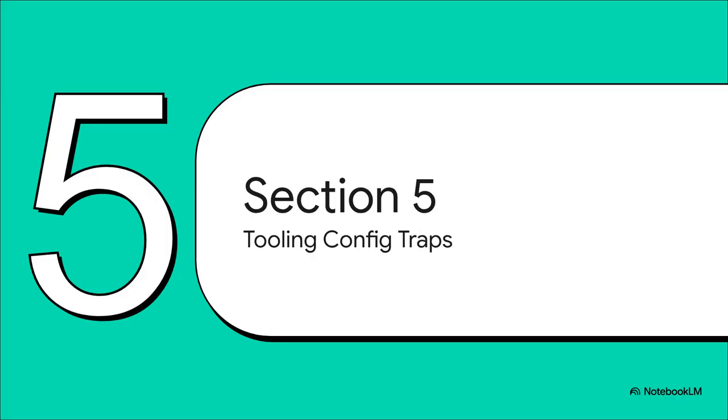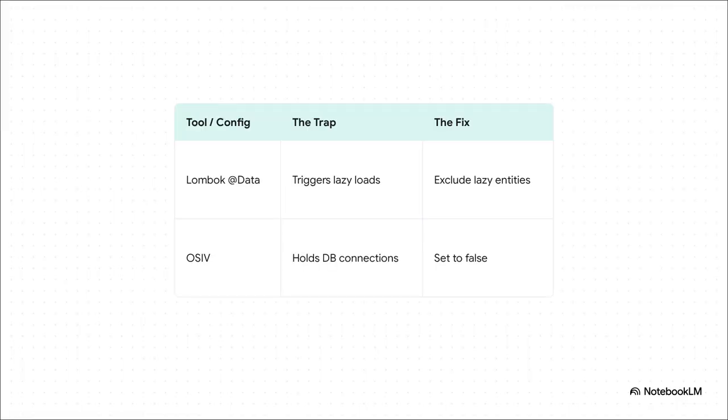Let's look at Section 5, Hidden Tooling Configuration Traps. Standard, supposedly helpful developer tools can completely sabotage your architecture without you ever knowing. First up, the Lombok @Data annotation. It seems fantastic for reducing boilerplate, but it automatically generates equals, hashCode, and toString methods. If those generated methods touch a lazy-loaded association, they will silently trigger database queries every time you log an object or put it in a hash set. The fix? Exclude lazy entities entirely, or just stick to @Getter and @Setter.